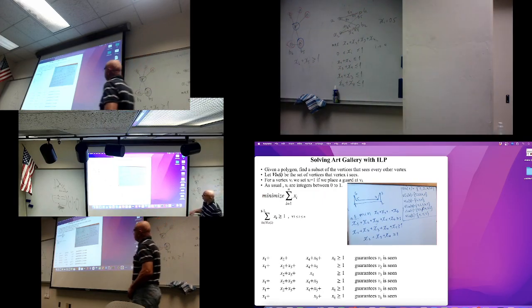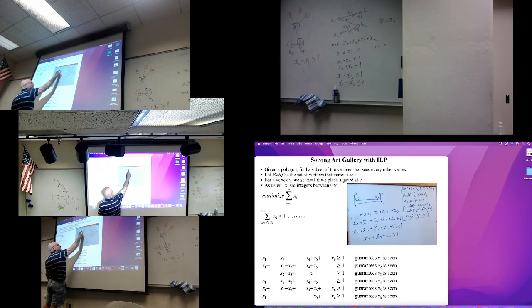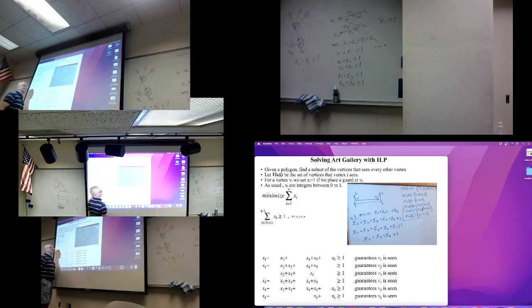Okay, here is my polygon. There are the vertices 1, 2, 3, 4, 5, 6. I want to solve it with ILP. I'm going to pick a set of vertices so that every vertex is seen.